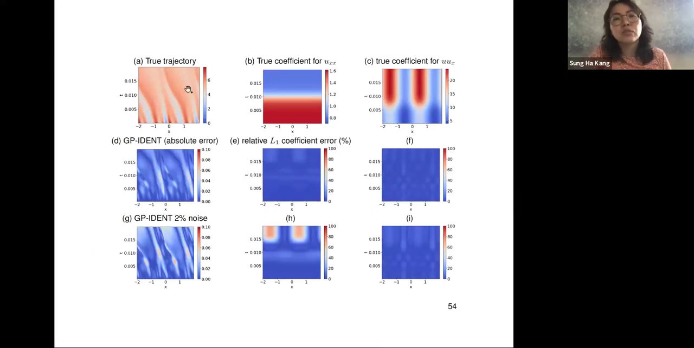So this is the result. This is the true dynamic, which is moving. And if you use group ident, then this is the error. This is the absolute error, so it is mostly blue, meaning that it is very close to 0. This is with no noise. If you have 2% noise, then there are some spots which are not as accurate, and some of the coefficients also. But this is the general behavior that you can observe.